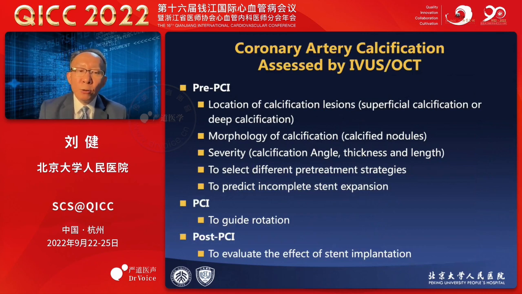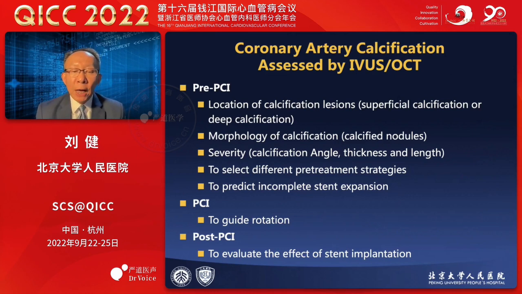And therefore, for calcification assessed by IVUS and OCT, what's their role and what's the impact? Pre-PCI, we can identify the calcified lesions, then we can understand whether that's a superficial calcification or deep. And then we understand whether that's a calcified nodule or not. Also, we will look at the thickness and angle to identify the features of the calcification. And also, we will guide the procedure, whether we need a rotablator or cutting balloon or other balloons. And also we can predict how the expansion will be.